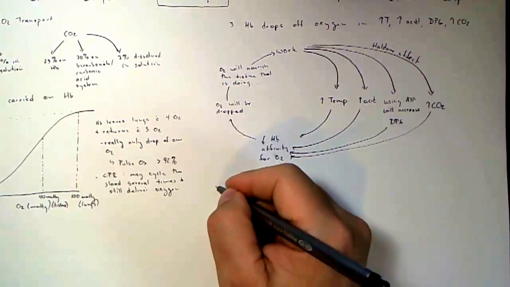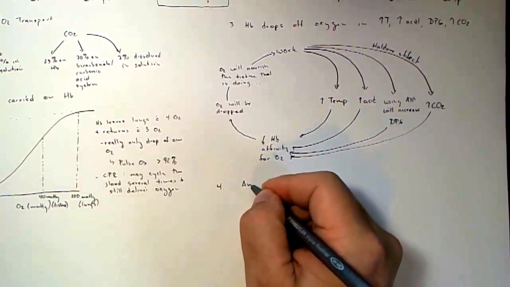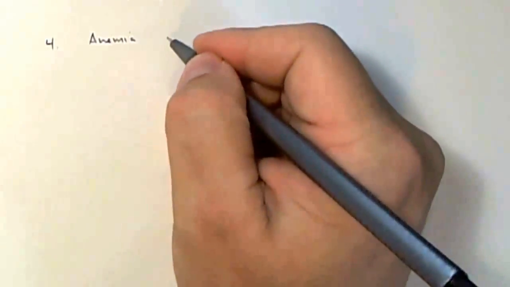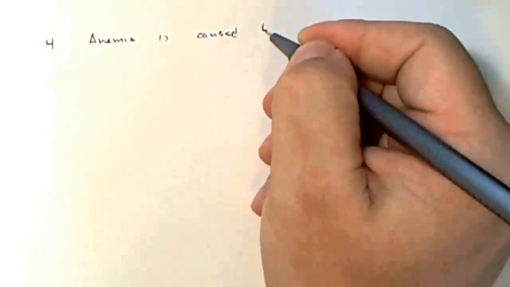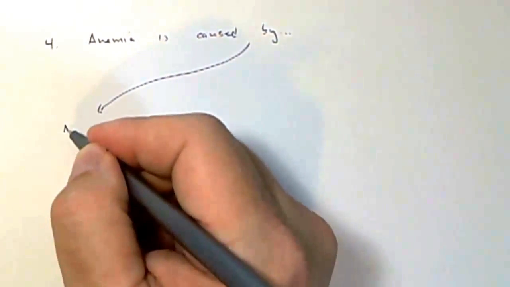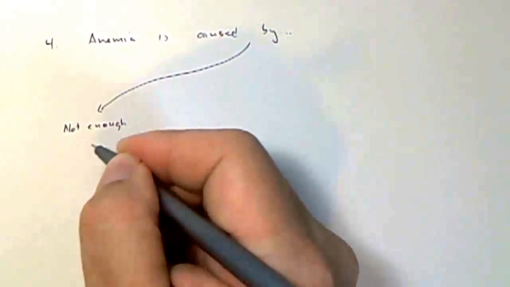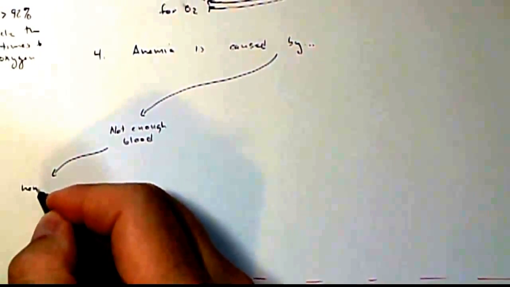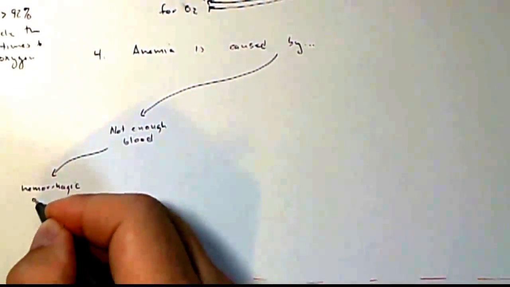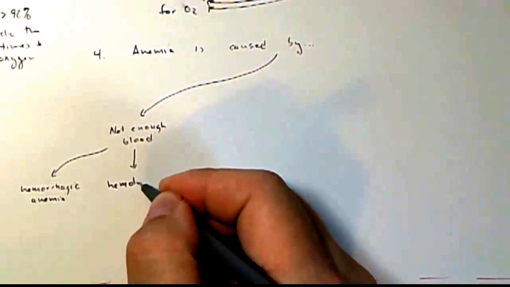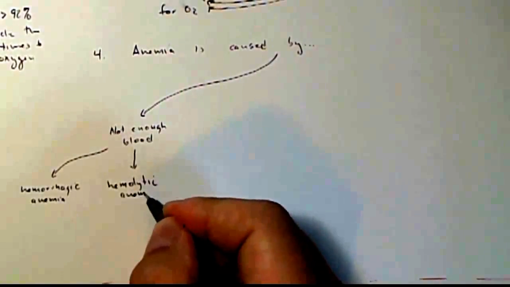The last thing that seems mildly appropriate, even though we often cover this in blood as well, is just to talk about the anemias real quickly, just to remind people of the anemias. Anemia is caused by, I'll just split it off right here, either not enough blood, and typical causes of this are hemorrhage. So that's hemorrhagic anemia. You can also have hemolytic. And so this is blood loss.